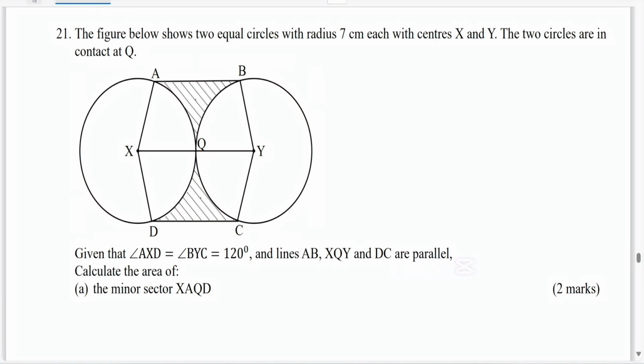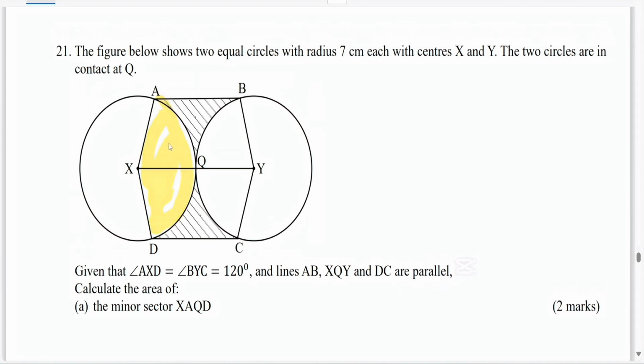So the minor sector is this here. You have been told to calculate this part. Okay up to there. This is the part which we are supposed to calculate. So the minor sector, remember these three lines are parallel to each other, and the radius that you have is 7 centimeter. So it means that here it is 7 centimeter, here also 7 centimeter. So from X to Y is a total of 14 centimeter.